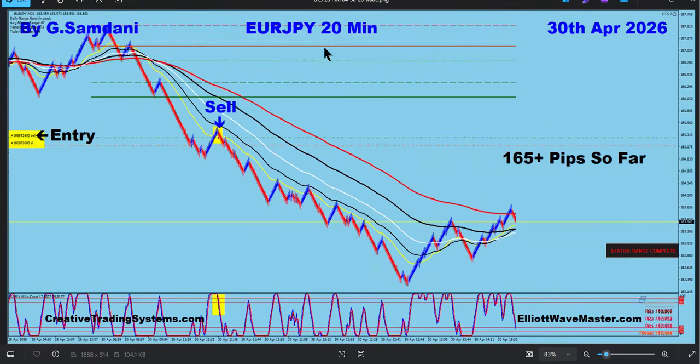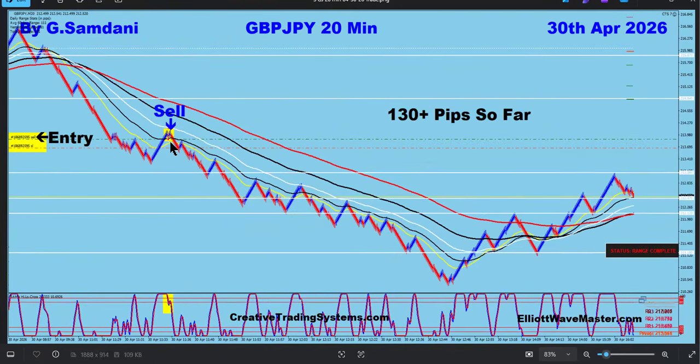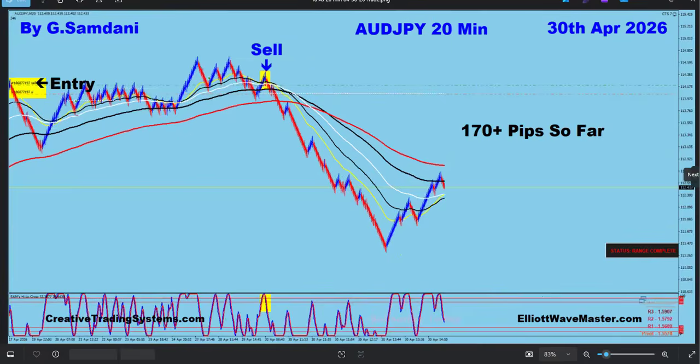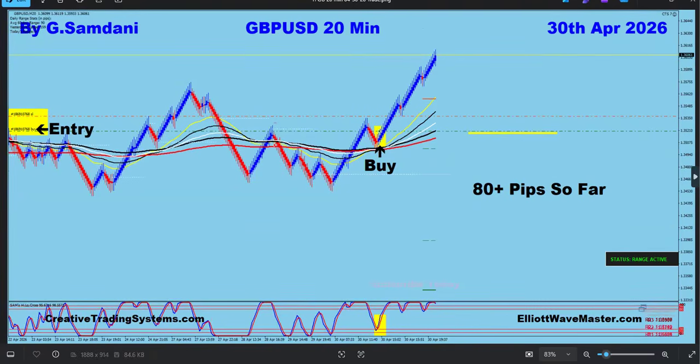Watch, this is Euro yen doing the same thing, 165 pip. This is the pound yen giving me the entry after the intervention. I was late closing it, so it went up again, and still 130 pip. And this one is Aussie yen, boom, came down, 170 pip. The only one that didn't give me the entry is CAD yen. So all yen pairs gave me nice entries, and you can see the amount of pippage. And now this one is pound USD long from the 20-minute here, nice and clean, 80 pip.